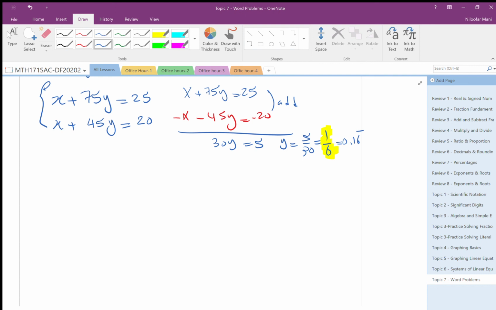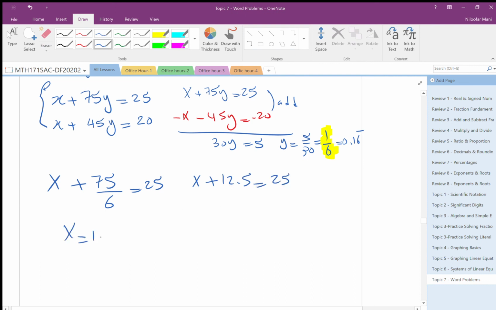Okay, so I go with 1 over 6. Now x plus 75 divided by 6 is 25. So x is, because I did elimination, I can use any of them. So 75 divided by 6 is 12.5, so x plus 12.5 is 25, and then x is 12.5. Okay, so at the beginning they pay $12.5, right? And then they pay, for example, 70 cents, for example.